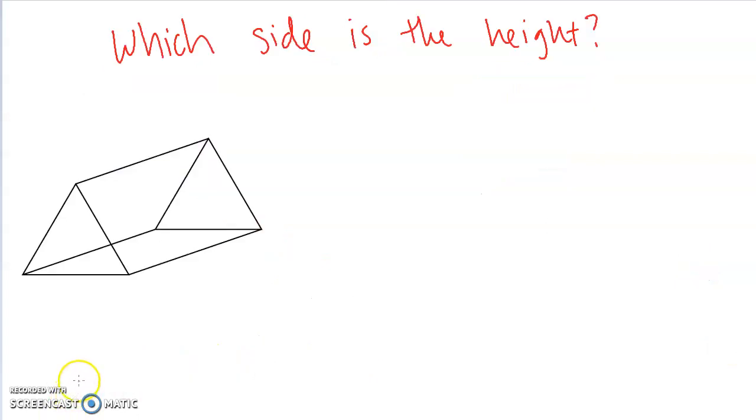Now, suppose we have a triangular prism just like the one illustrated right here. Which side is the height?